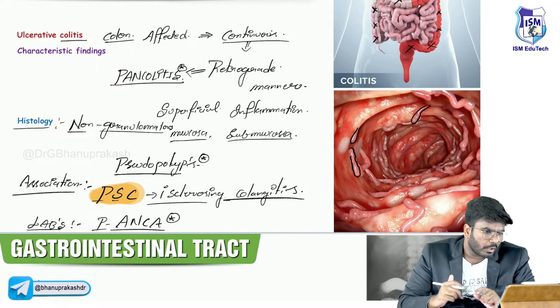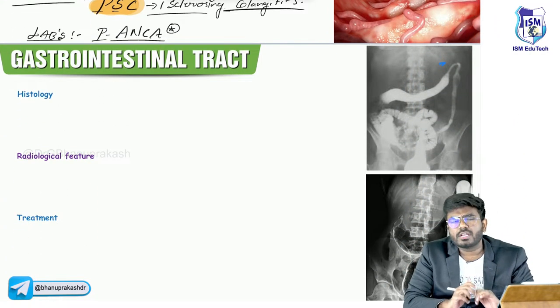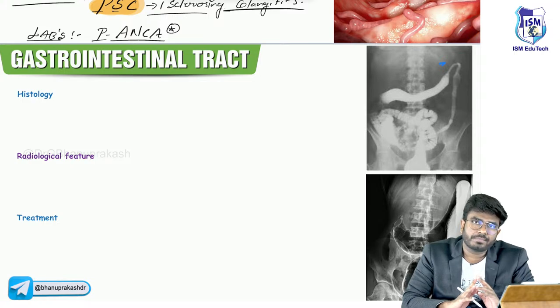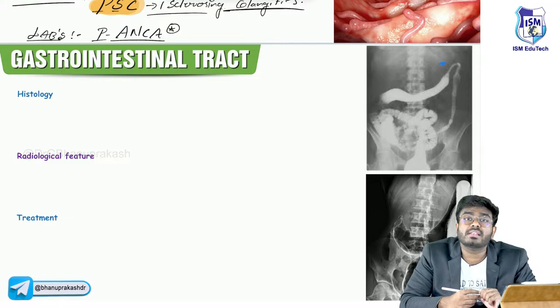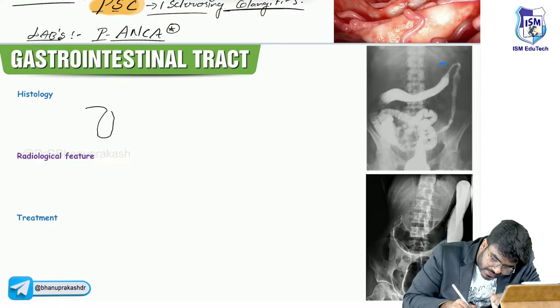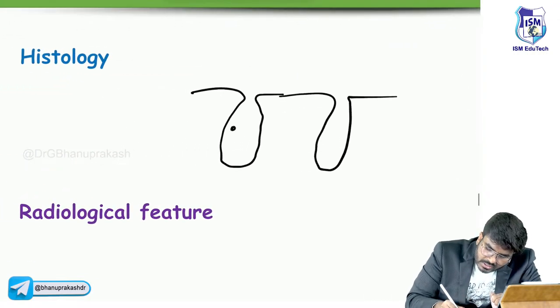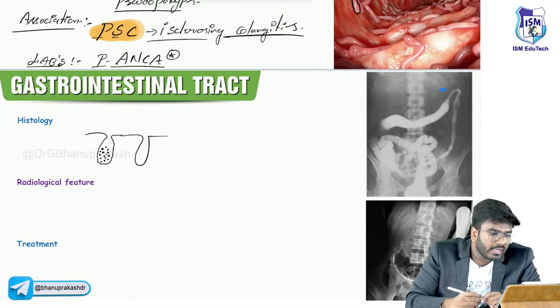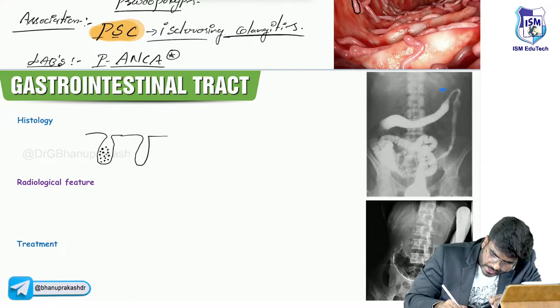What else do you need to know? In histology, it's a non-granulomatous inflammation, but you will see something important here. When you take a biopsy from the colon, you will see neutrophils. The intestines have crypts, the crypts of Lieberkühn. Into these crypts, lots and lots of neutrophils come and gather. This is called a crypt abscess: the presence of neutrophils in the crypts.